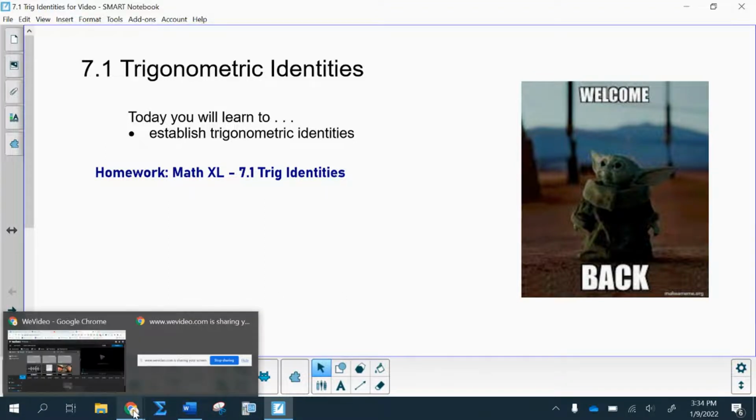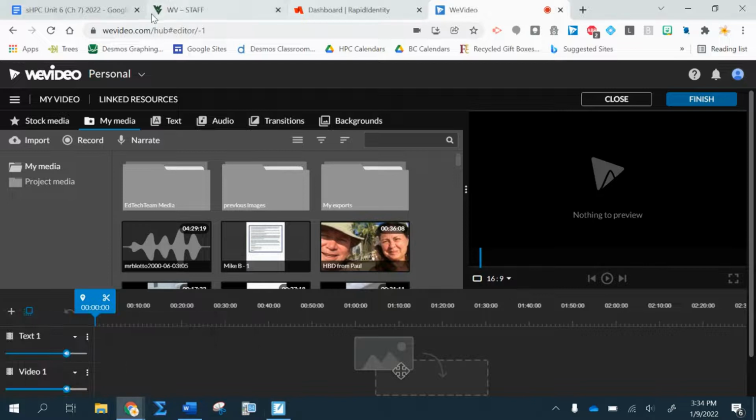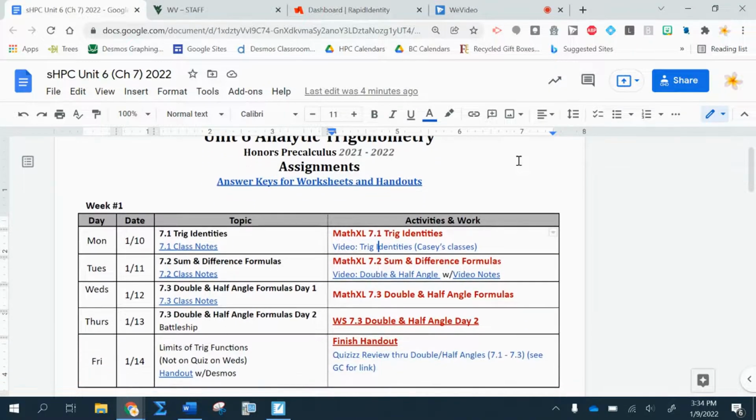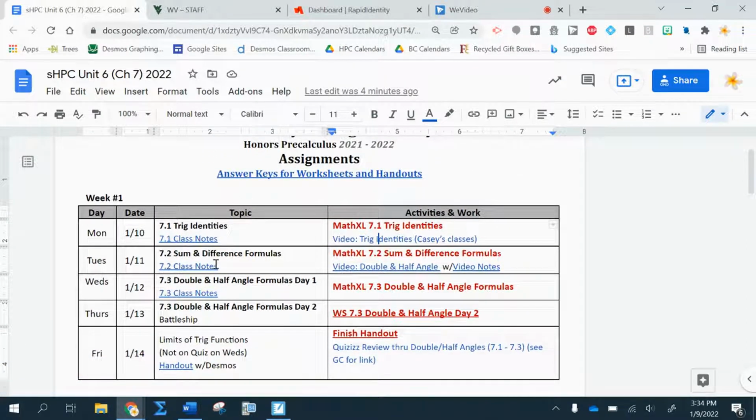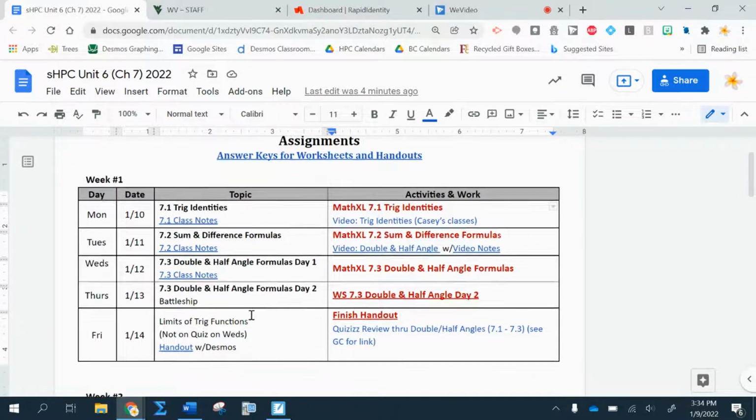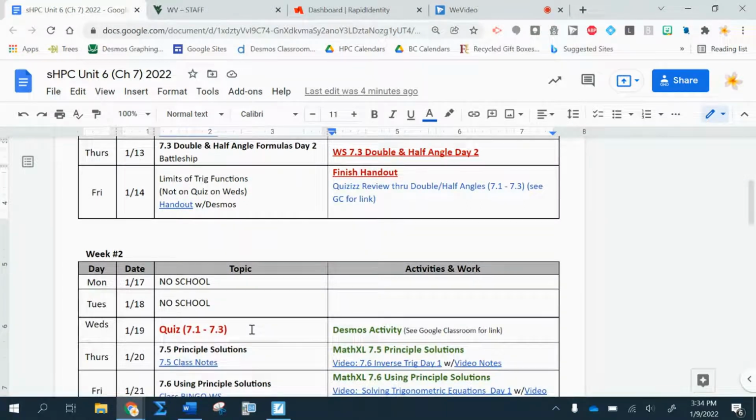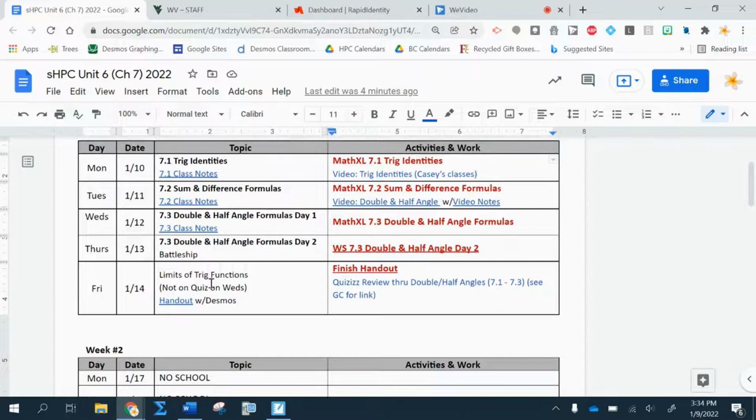Let me quickly go to the calendar for this unit. So here it is. This is a new calendar. You can see that today is Trig Identities, and then tomorrow and Wednesday and Thursday we start on some other formulas, and then move through until next week on Wednesday when you're going to have a quiz that'll go through all of these new formulas but will not include what you do on Friday. Okay? All right, so here we go.